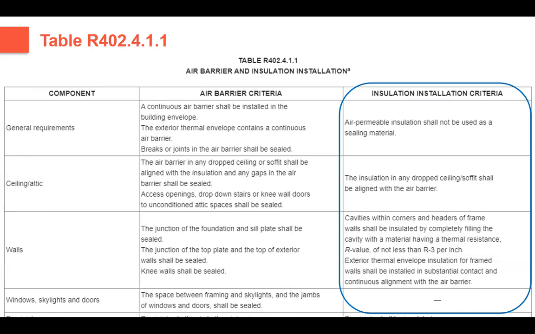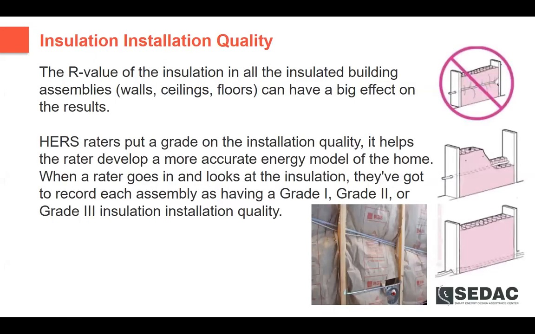But this table, R402.4.1.1, is very important, and if there's typically a problem with a building, in the residential building, it will probably be covered on this table as far as challenges and issues. As Robert noted, installation quality is very important for insulation performance.